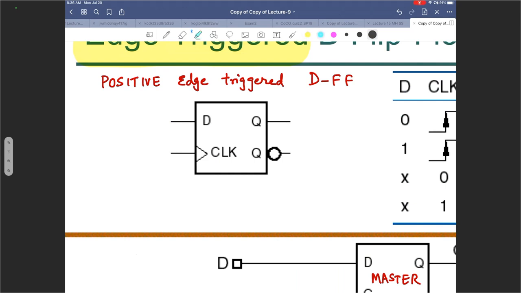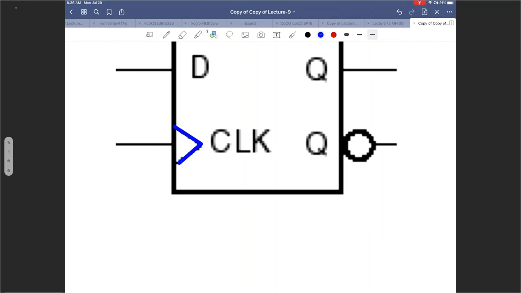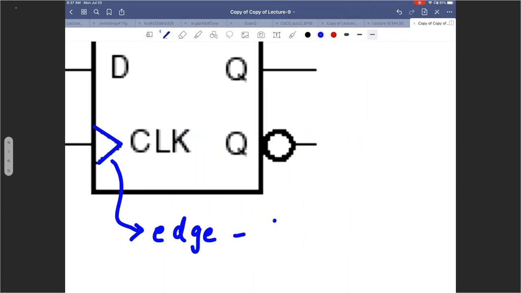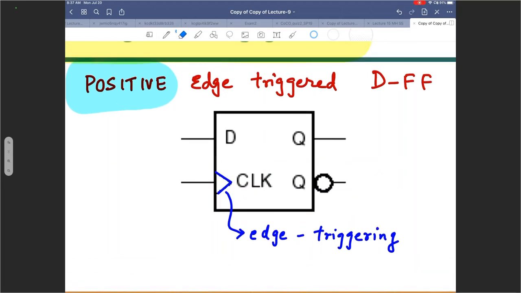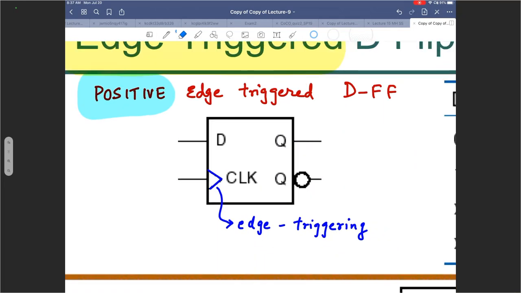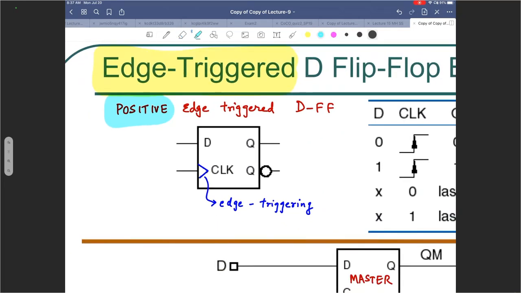So in blue, I'm going to shade positive edge. And I knew this was positive edge because of this: a triangle indicating that it is edge sensitive or edge triggered. The triangle indicates edge triggering, but there is no bubble in front. There's no bubble in front, which means it is a positive edge triggered flip-flop. Now, if it is edge triggered, it has to be a flip-flop. And I know it is a D flip-flop because it says D over here.